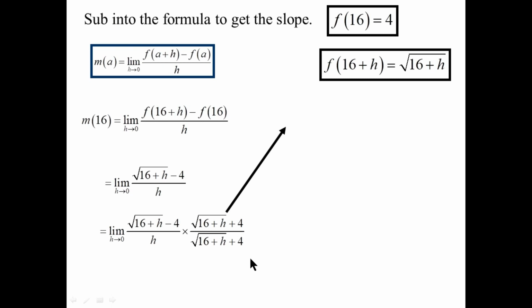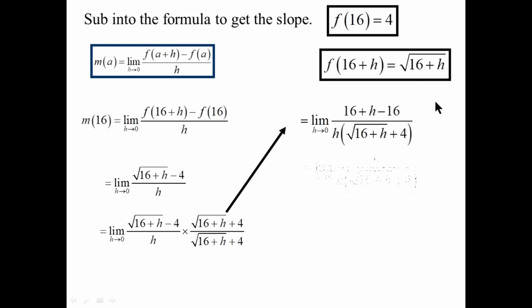And what we have here is a difference of squares. So when we multiply top times top here, we'll get a difference of squares. So it'll be 16 plus h minus 4 squared. So it'll be 16 plus h minus 16 in the numerator. And on the bottom, in the denominator, we'll just go h times what we see here, root 16 plus h plus 4. Notice every line equals the limit as h approaches 0.